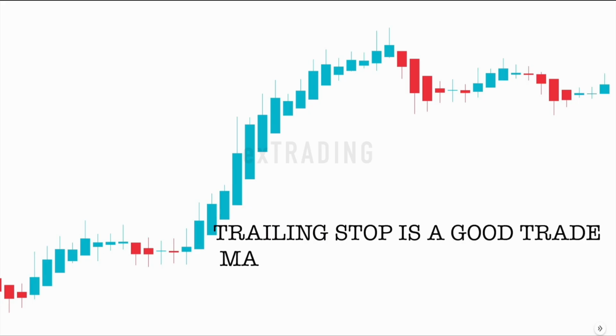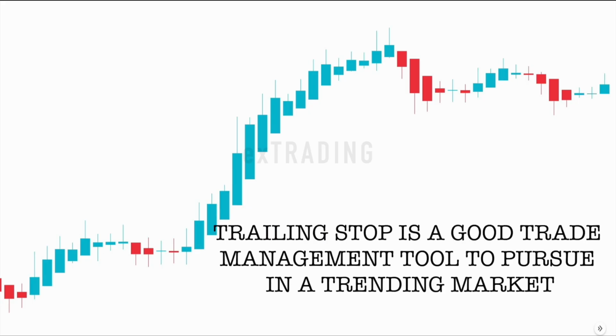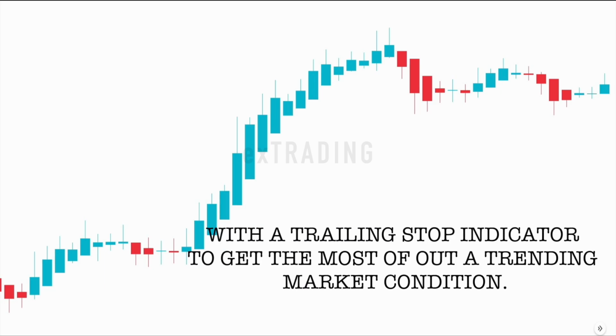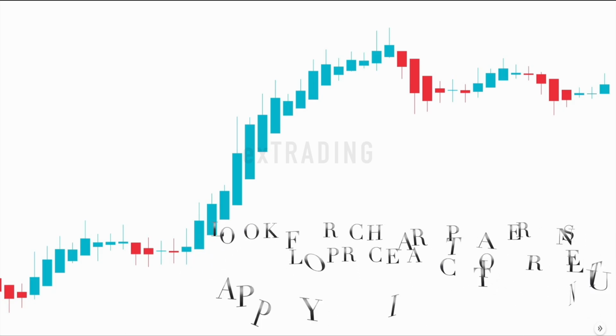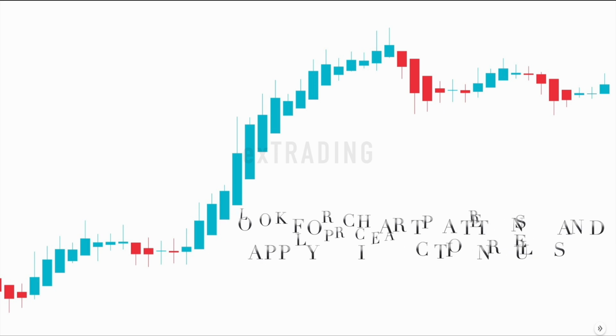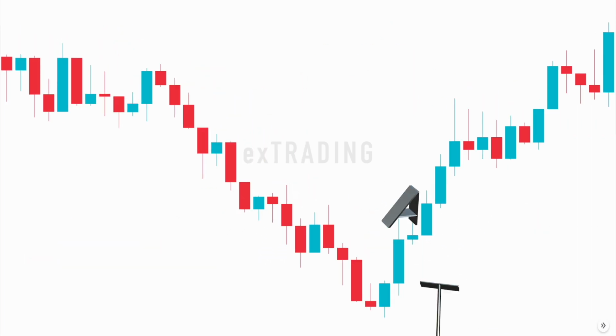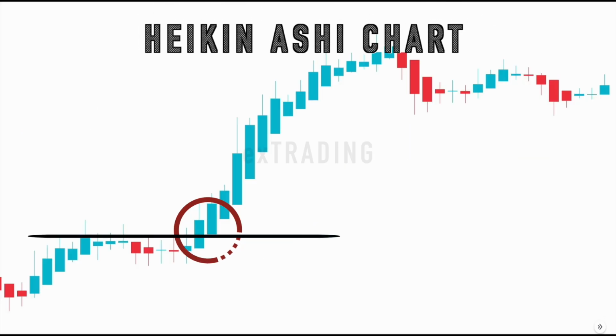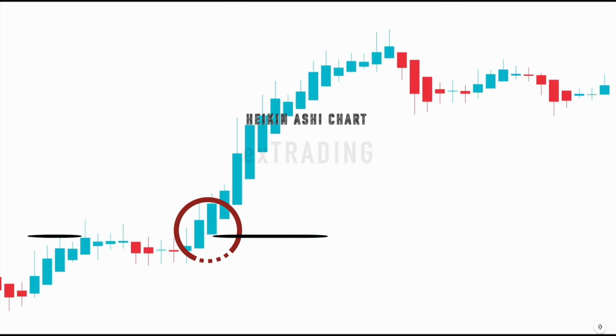Using a trailing stop is a good trade management tool to pursue in a trending market. As a result, many traders combine the smoothing benefits of the Heikin Ashi chart with a trailing stop indicator to get the most out of a trending market condition. Another way to use a Heikin Ashi chart is to look for chart patterns and apply price action rules. In most cases this works the same way as with traditional Japanese candlesticks. But you will find that Heikin Ashi chart pattern breakouts are sometimes more reliable than traditional candlestick charts.